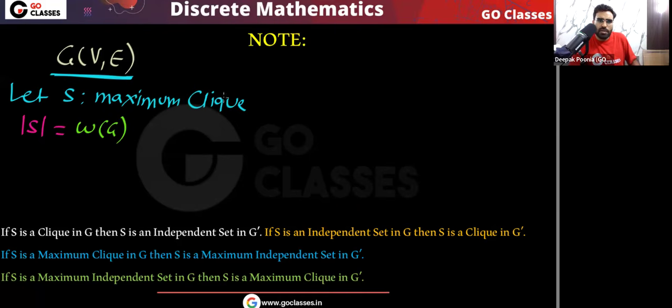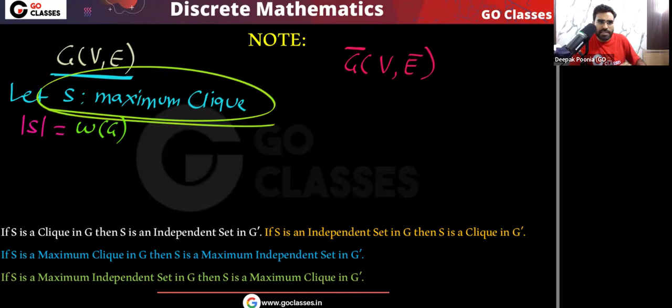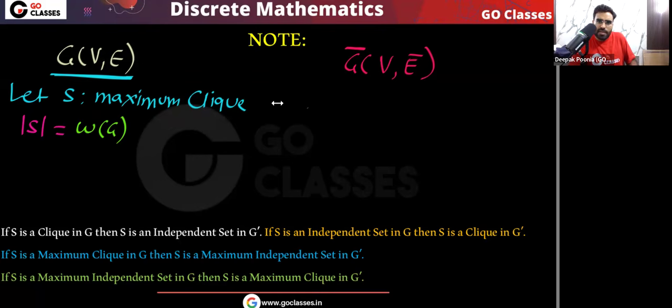Now you already know what will happen in G complement. In G complement we have the same set of vertices but the edges will be complemented. If S is a clique in G, then S will become an independent set in G complement. If S is a maximum clique in G, then in G complement what will this S become? This S will become a maximum independent set.